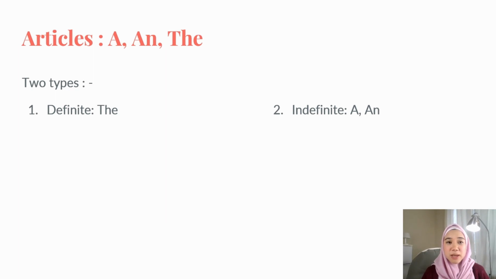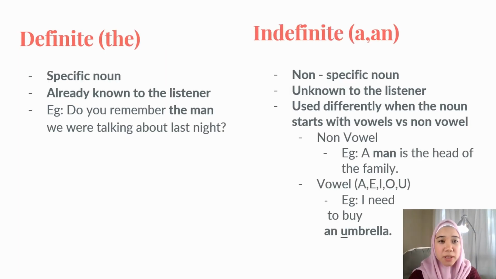There are two types of English articles. The first one is definite and the second one is indefinite. The definite article is the article the, and the indefinite articles are a and also an. So let's start with the definite article, the. Whenever we want to use the, you have to make sure that the noun is a specific noun. And number two, the noun should already be known to the listener.